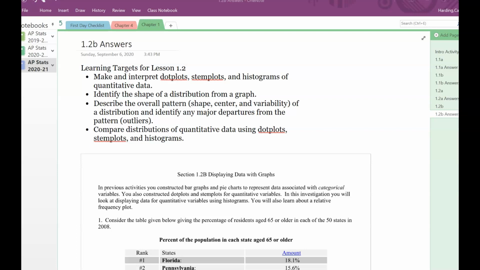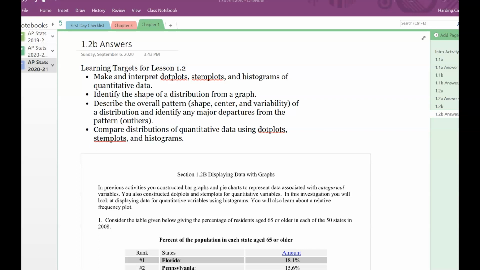Really quickly, I just want to review the learning targets for lesson 1.2. First of all, make and interpret dot plots, stem plots, and histograms. We focused more on dot plots and stem plots in the previous video, and this time we're going to take a closer look at histograms.